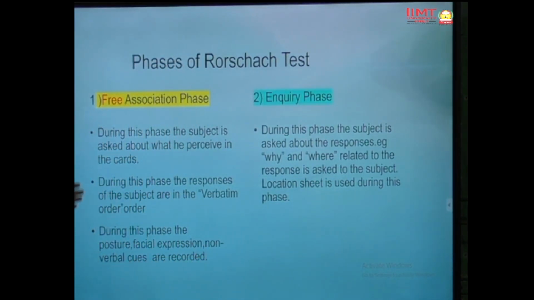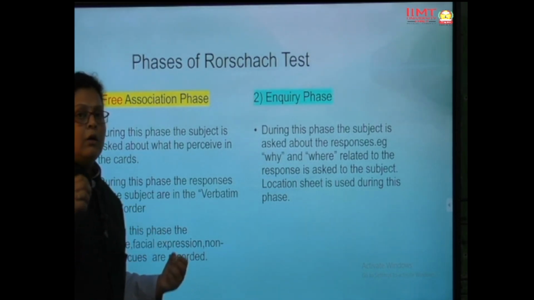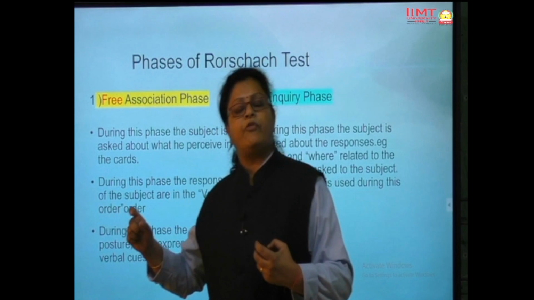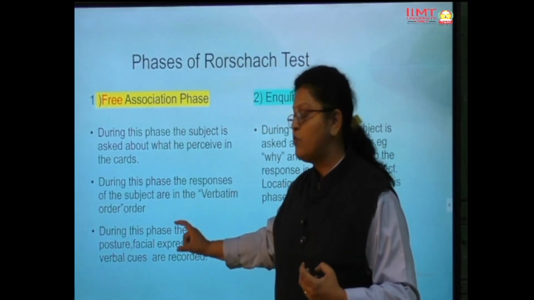These are some of the characteristics of the free association phase. During this phase, the subject is asked what he perceives in the card. Second, the responses of the subject are recorded in verbatim order. Next, the posture, facial expression, and non-verbal clues of the subject are recorded. The non-verbal cues and facial expressions that the subject gives during the free association phase play a very important role.